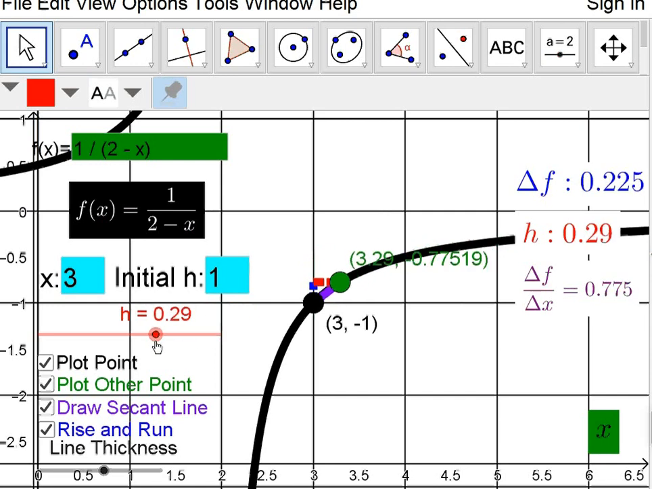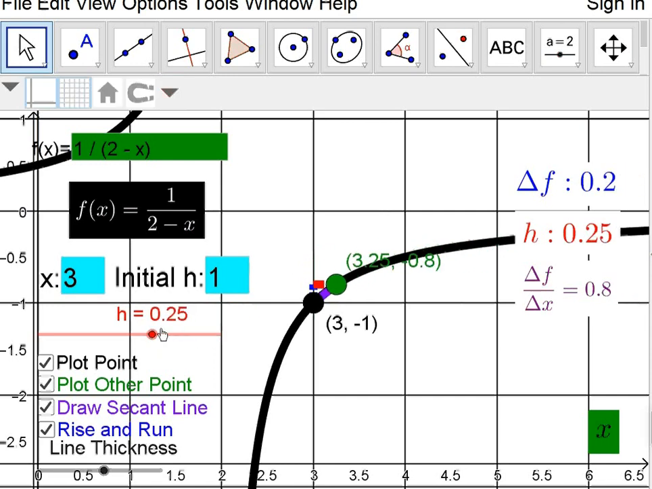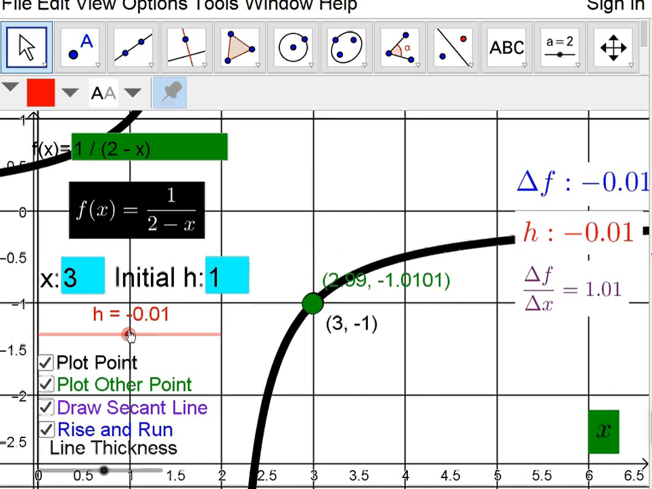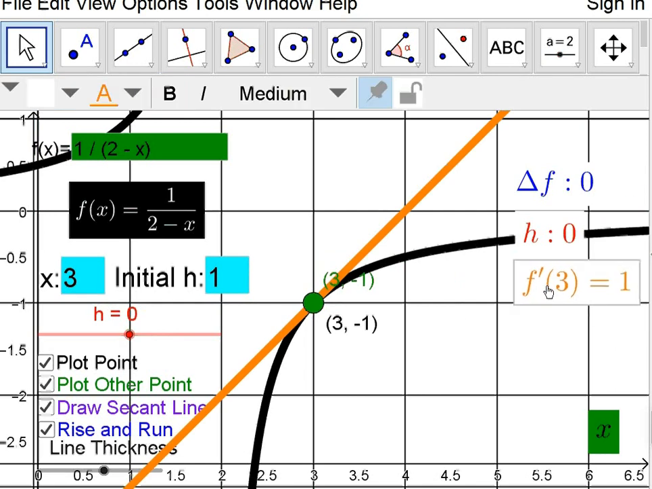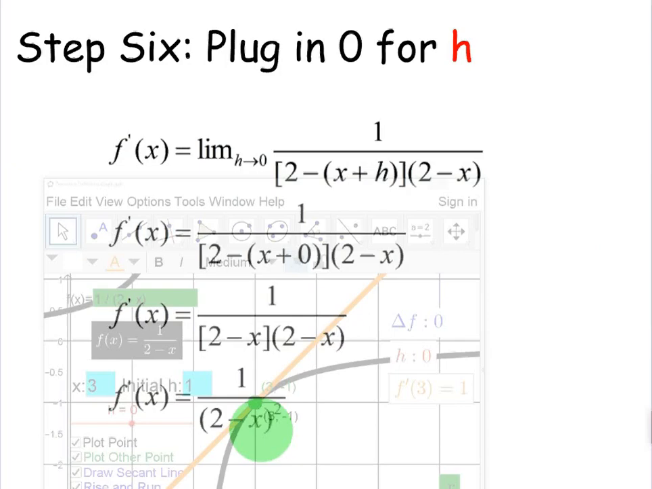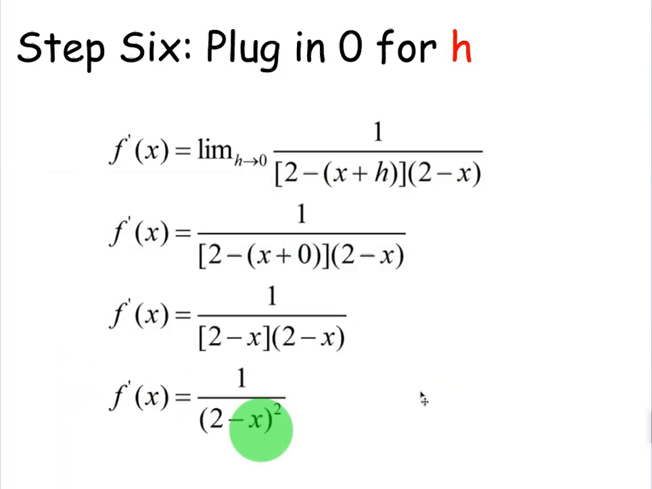You see our h is approaching 0 over here, and as it becomes 0, we get this orange line, which is actually 1. It kind of makes sense because it's kind of like the middle of this curve right here. Okay, it's like right in the middle. So it makes sense that the slope would be 1, and that's it. That's a graphical confirmation for our rational function derivative.